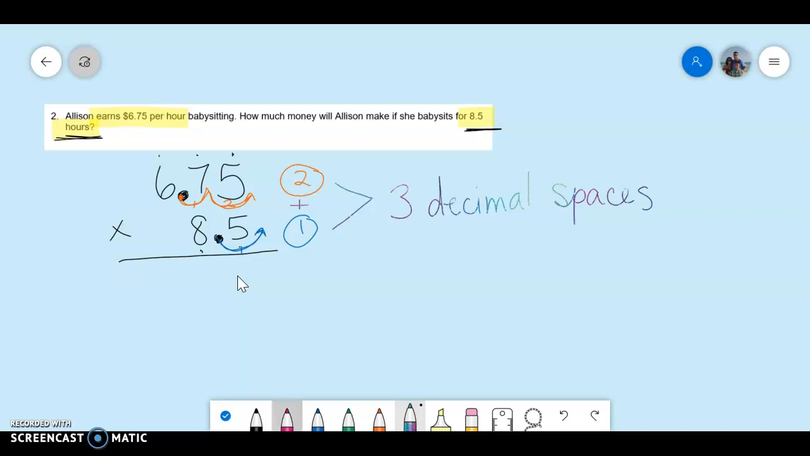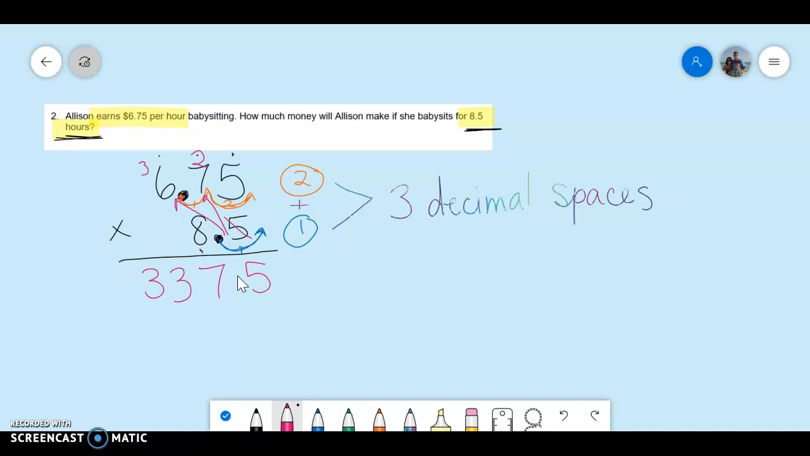What I'm going to do now is grab my pink marker and just multiply. 5 times 5 is 25, so I'm going to carry this 2. 5 times 7 is 35. Then I have to make sure I add that 2, so that's 37, and I'm going to carry that 3. Then 5 times 6 is 30. I'm going to take that 30 and add that 3, and I get 33. So I have finished multiplying by the 5.